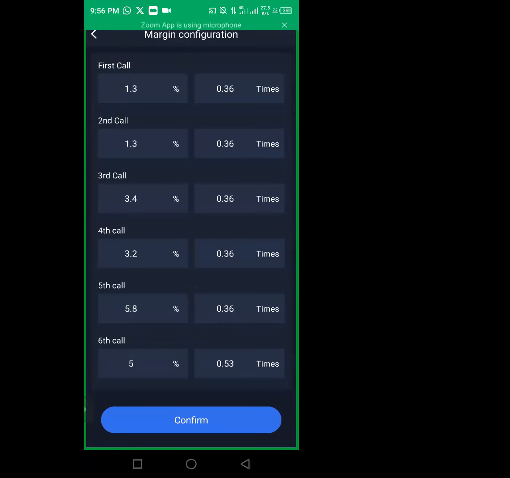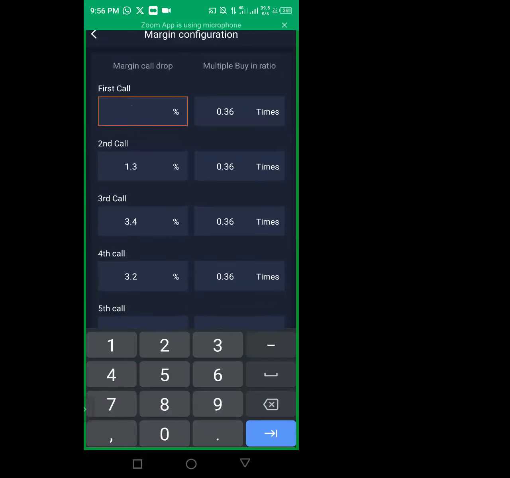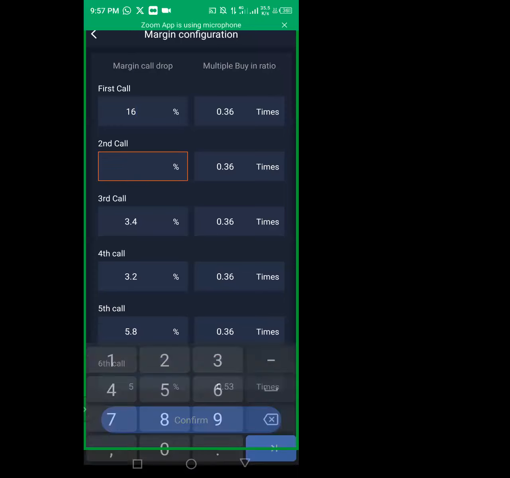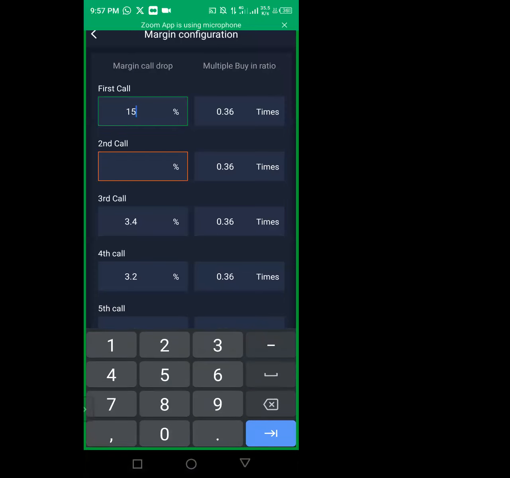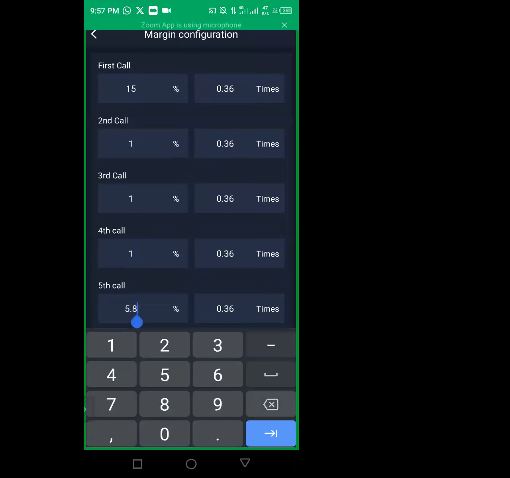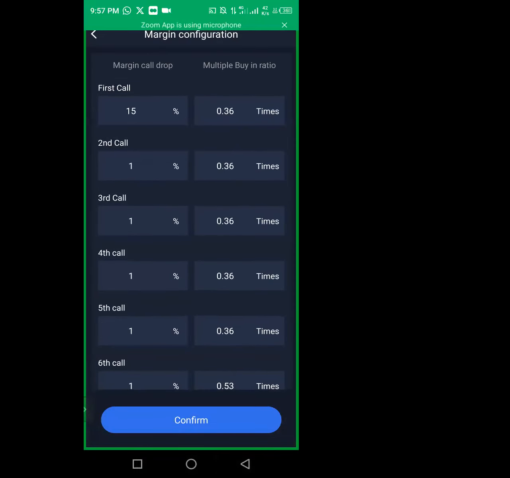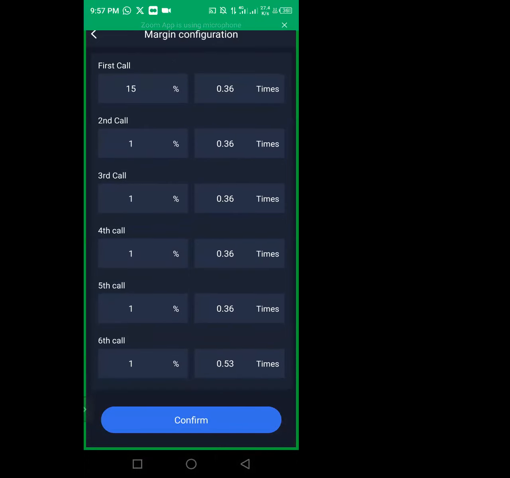If you say you want to cover 20%, whether you put here 16%, or here 5% and 15%, or you put here 1, here 1, here 1, here 1, here 1, it's up to you. No order. No order.